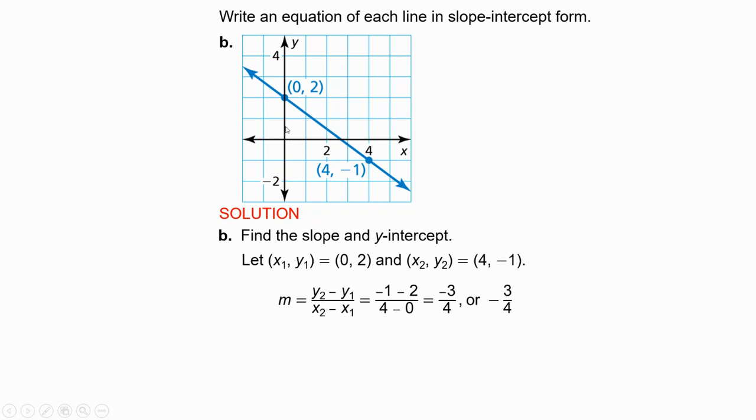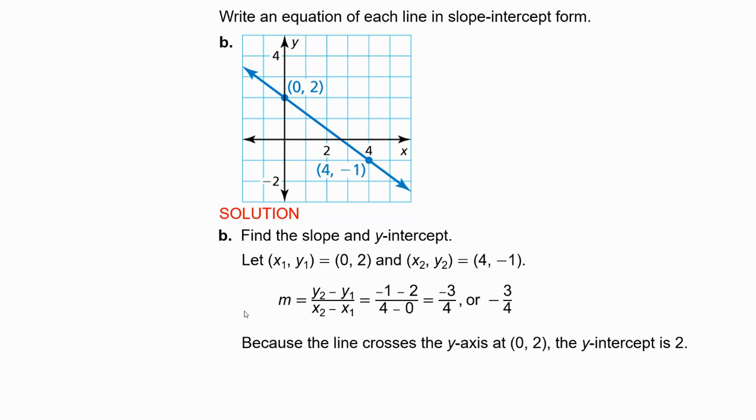Now I can also use rise over run. So if I start at the point 0, 2, I have to count down 3 to get even with this point, and over 4, which is what we ended up with. So now I notice by looking at my graph here that it crosses the y-axis at 2. So my equation is y equals negative 3/4 x plus 2.